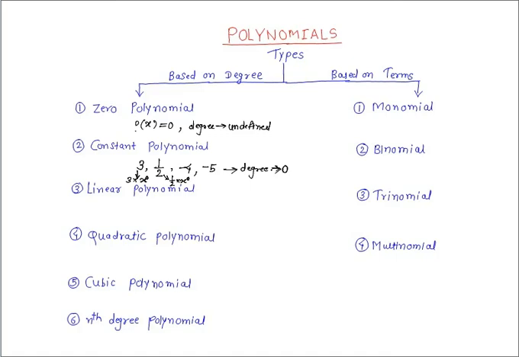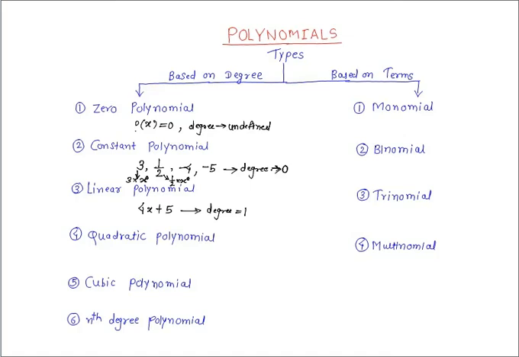Next we have the linear polynomial. A polynomial whose degree is 1 is called a linear polynomial. For example, 4x plus 5. What is the degree of this polynomial? 1. Hence this is a linear polynomial.